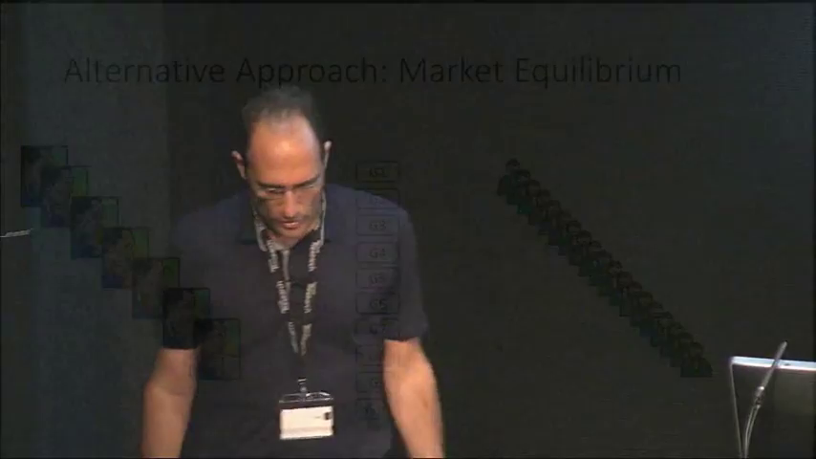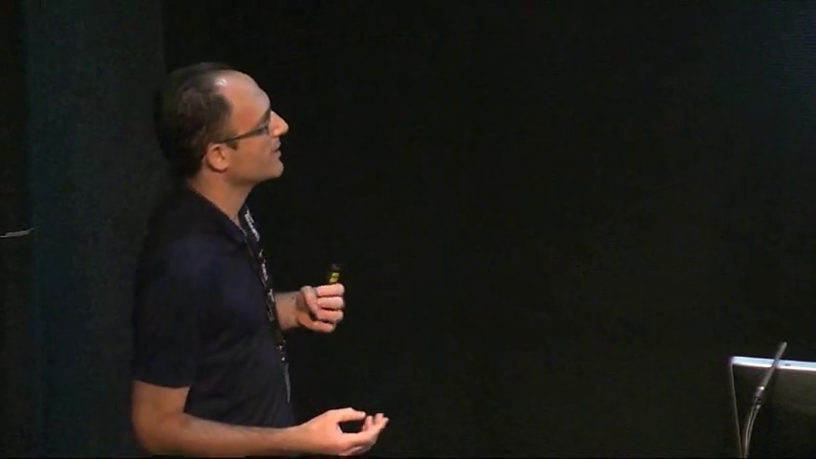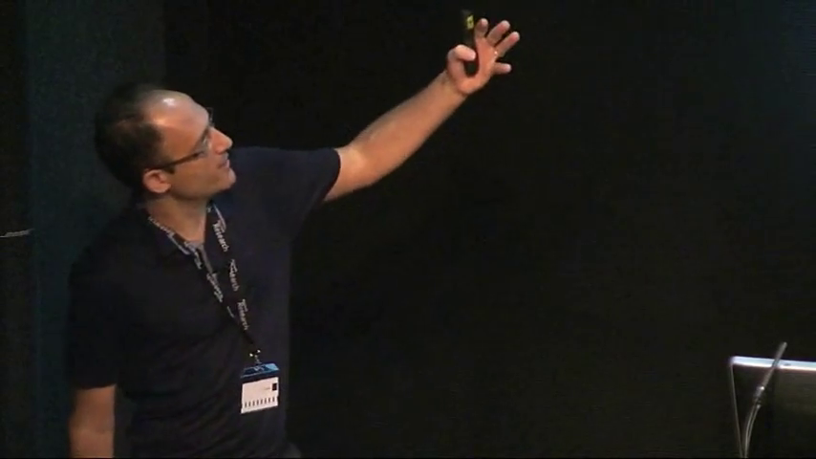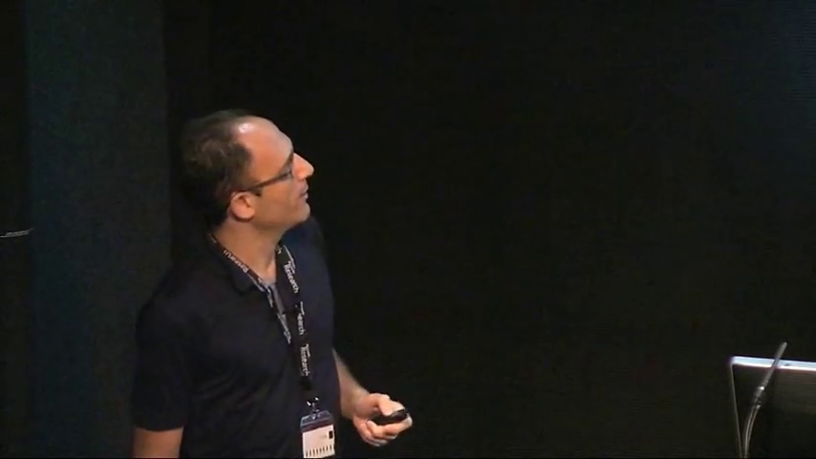So the approach that we take is different than the previous two. What we are proposing are posted prices, which is, of course, a very traditional concept, but it's kind of new with display advertising. And what we want to get is prices that are market equilibrium, which is another old and beloved concept. So what is market equilibrium?